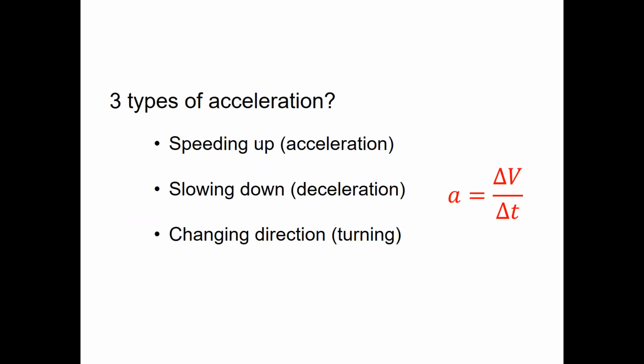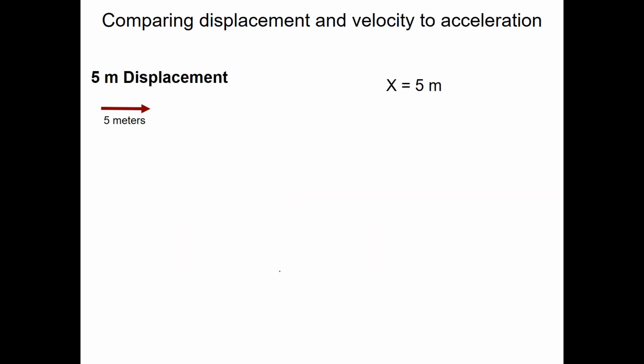Okay, three types of acceleration. First of all, you can be speeding up, getting faster and faster and faster. Second one, you can be slowing down, getting slower and slower and slower. And another one you can't forget about is changing direction, turning. Since velocity right here is a vector, it includes the magnitude. So the number could be getting bigger, the number could be getting smaller, or the direction also matters. The direction could be changing.